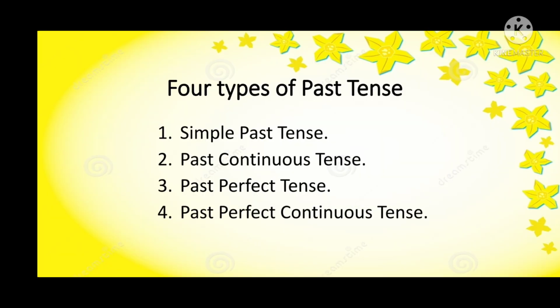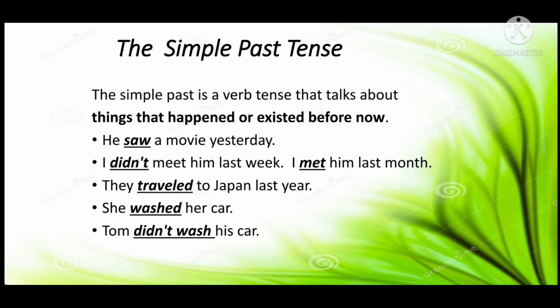There are four types of past tense: the simple past tense, the past continuous tense, the past perfect tense, and the past perfect continuous tense. Let's look at the simple past tense. The simple past tense is a verb that talks about things that happened or existed before now.